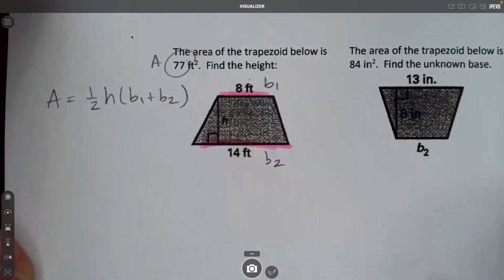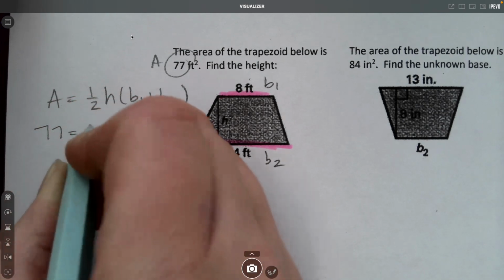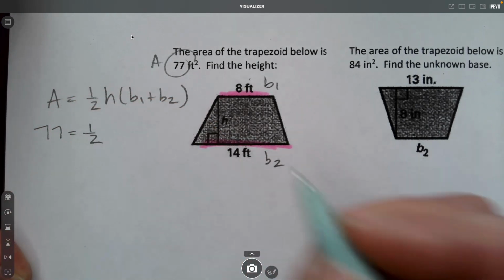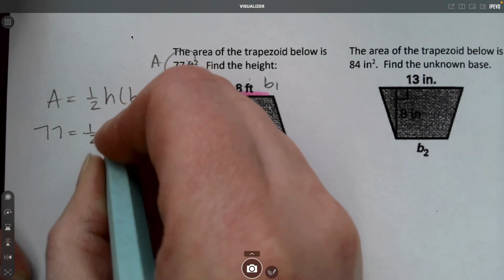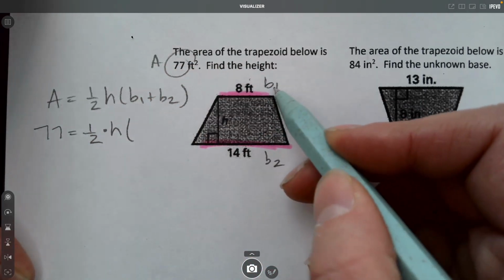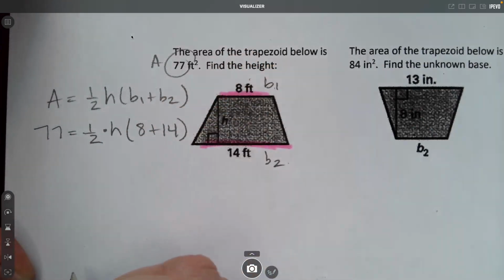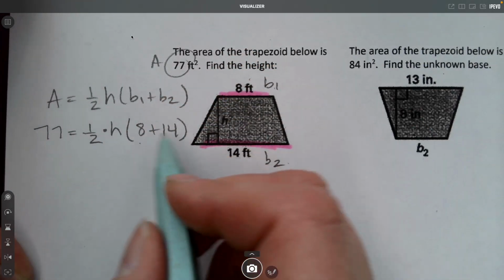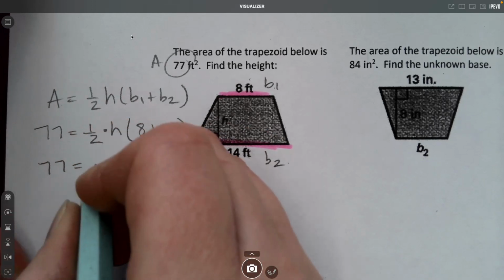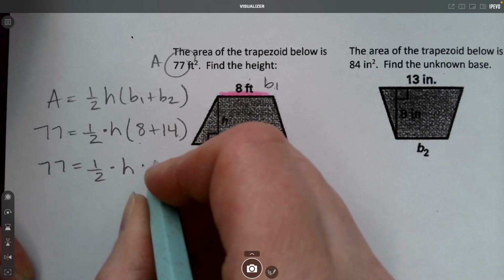So we're going to substitute everything that we do know. So instead of A, I'm going to write 77. Instead of my height is H, so I don't know that. I'm going to have to keep it as an H for now. But I can substitute for my base 1 and base 2. So base 1 is 8, base 2 is 14. So I have 8 plus 14. So I'm going to go ahead and add over here. And 8 plus 14 makes 22.